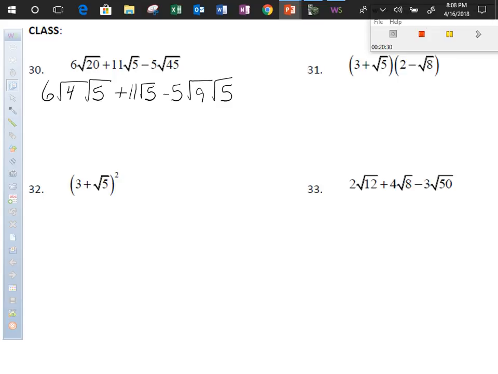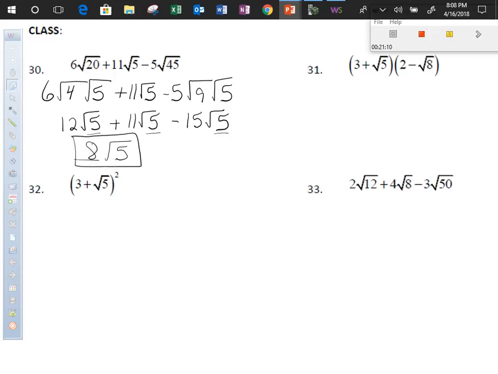So now let's simplify each one. The square root of 4 is 2, times 6 is 12, so I've got 12 radical 5, plus 11 radical 5, minus square root of 9 is 3 times 5, 15 radical 5. Now, these are like terms because they all contain a square root of 5. So my answer is going to be something square root of 5. To go get that something, I'm going to go 12 plus 11, which is 23, minus 15 is 8. So there's my answer, 8 radical 5.